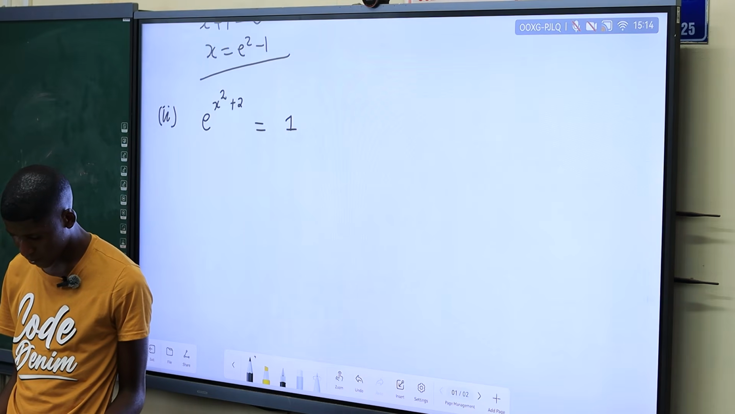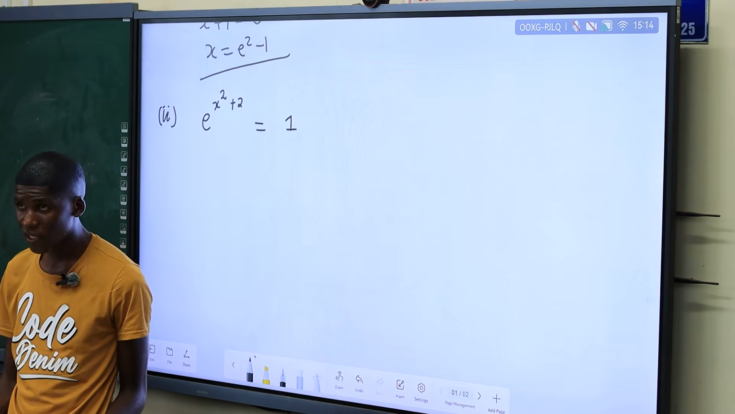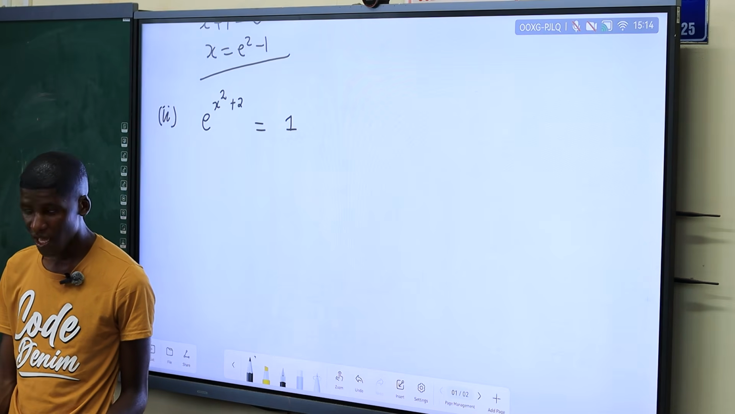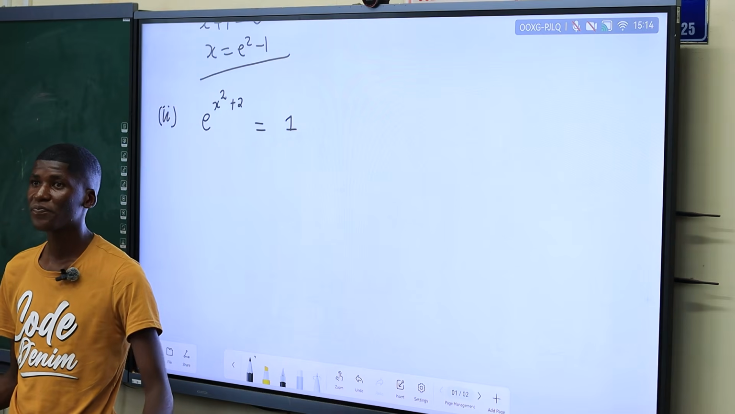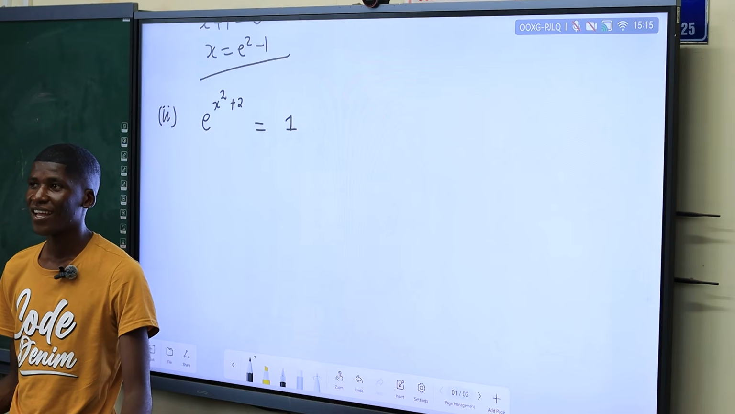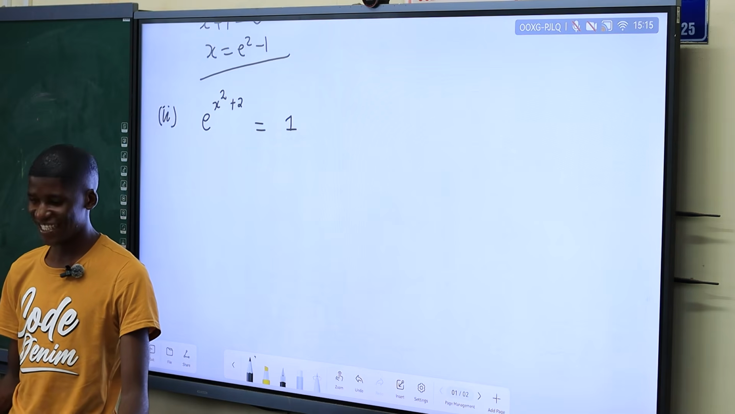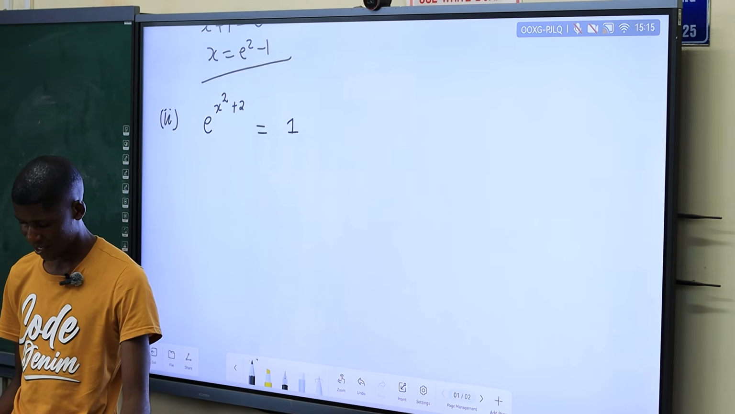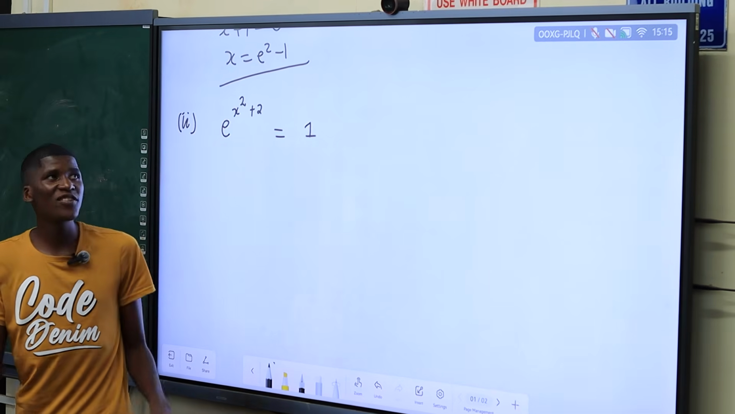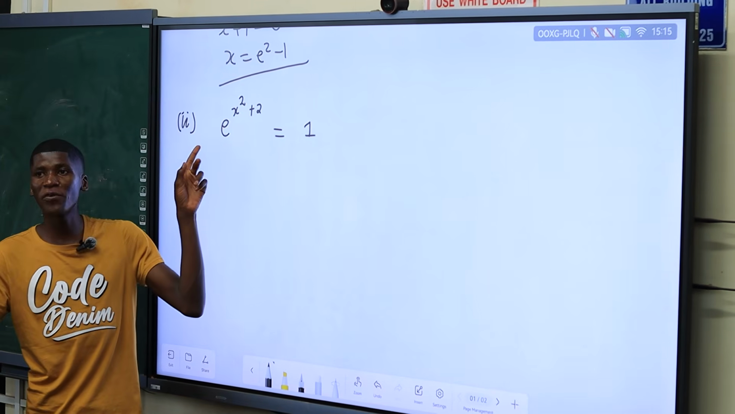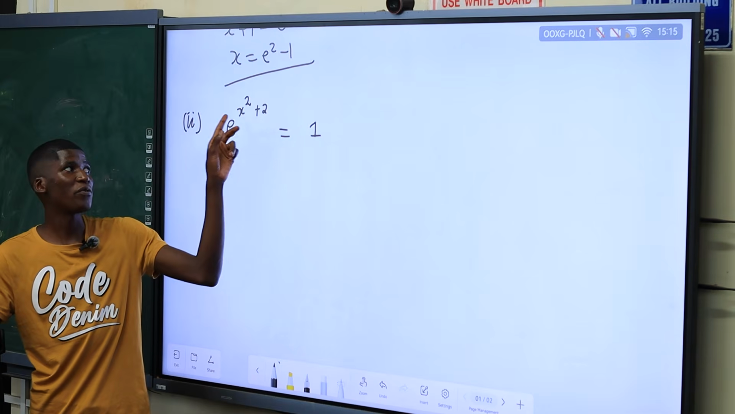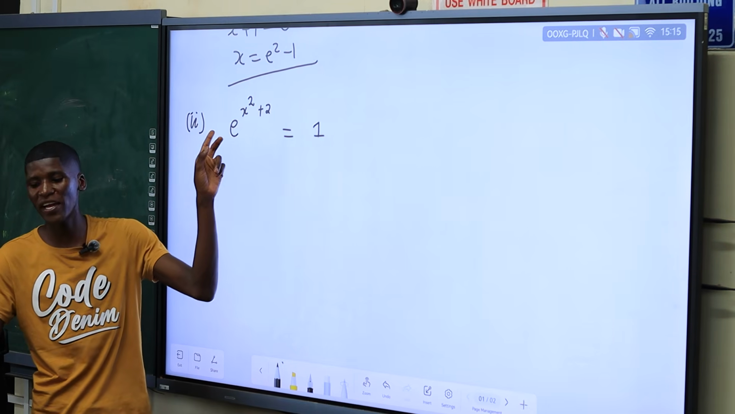Solve for x using the laws of natural logarithms. What are we getting? Because there is an e, we want to cancel out this e. We try to make x the subject of the formula.